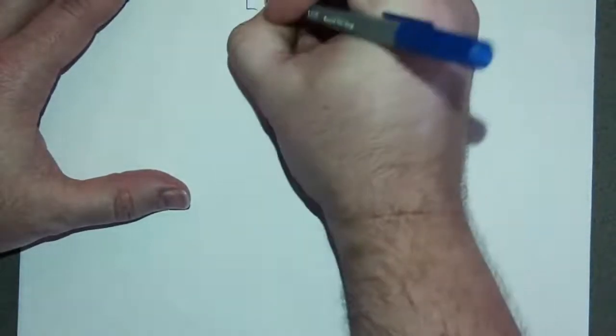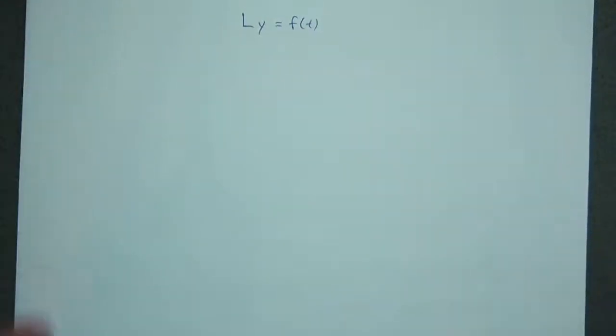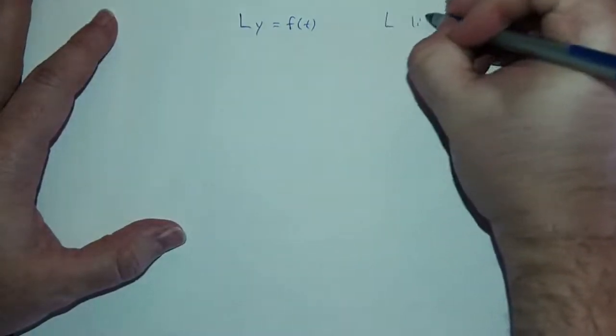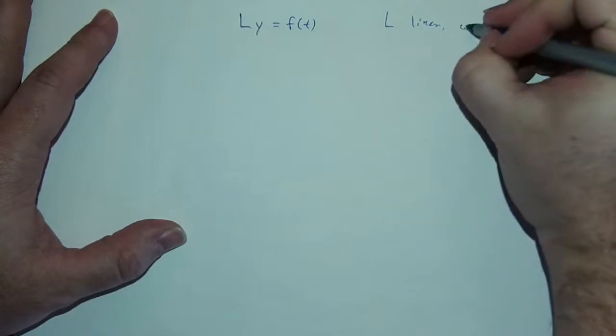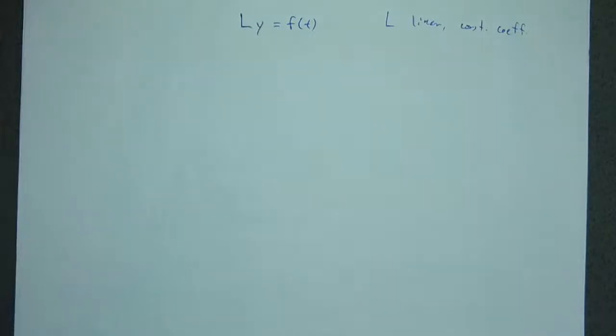So then what is the key identity itself, right? The key identity is the following. If I have some non-homogeneous linear constant coefficient equation, so L is linear constant coefficient. This is non-homogeneous because f of t is just some function, but we'll say that it's in characteristic form.